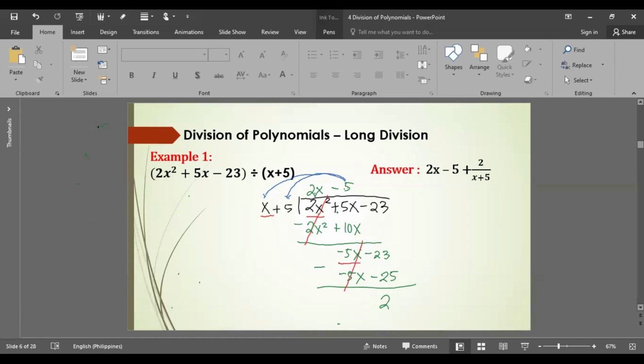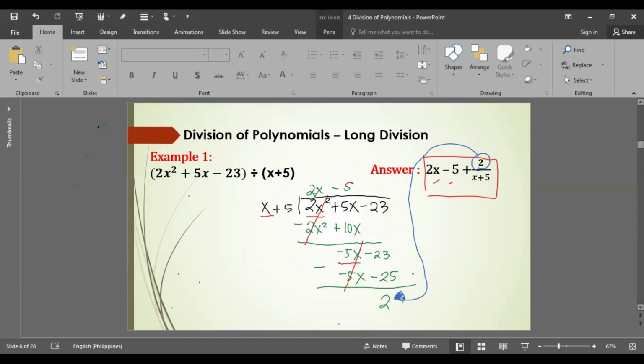Now look at the dividend. Do we still have something we can bring down? None anymore. Therefore, this is now the quotient. Okay? We have now this as the answer. We have 2x minus 5. Then plus the remainder. Where did the 2 come from? This is the remainder 2 that we got.